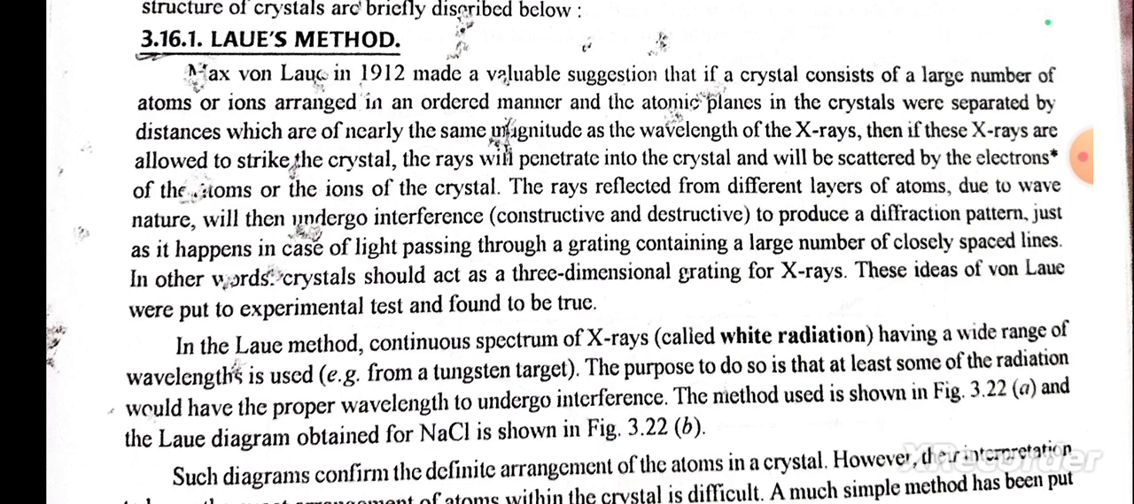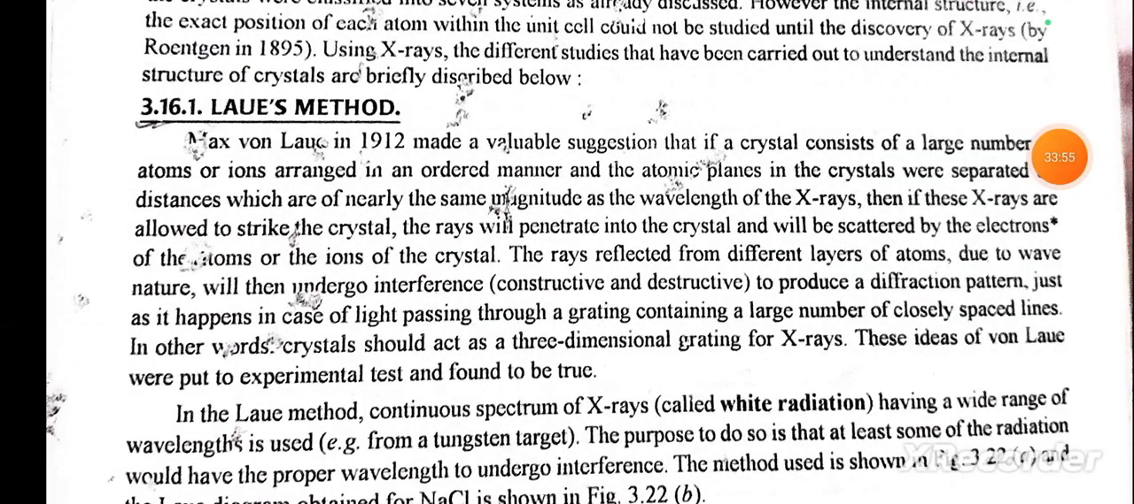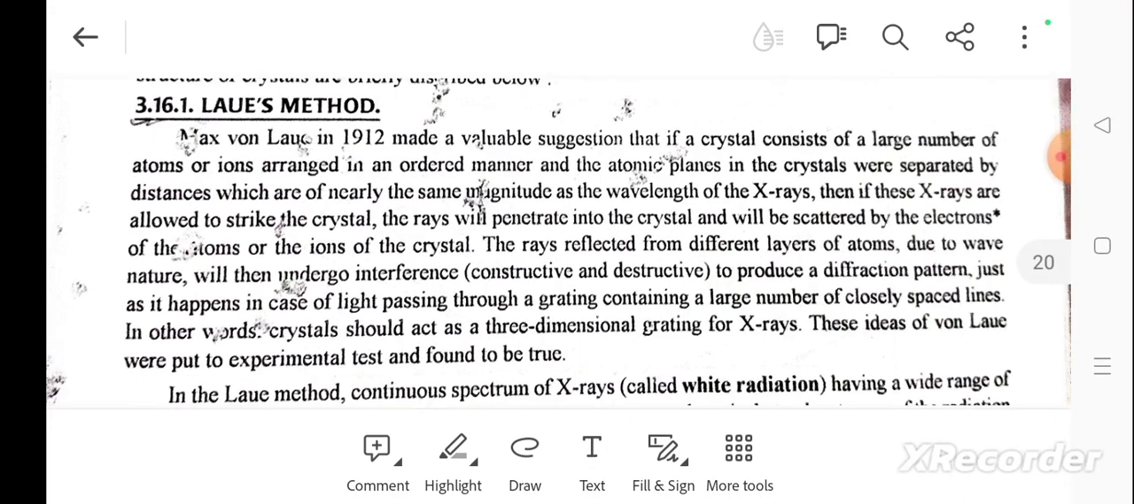Laue method. Max von Laue, in 1912, considered that a crystal section consists of a large number of atoms arranged in an ordered manner in atomic planes.